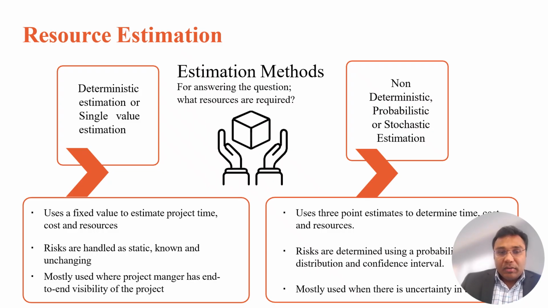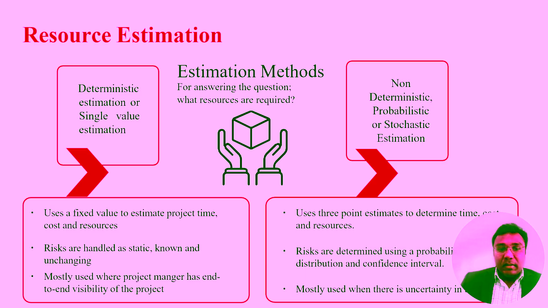The second approach is probabilistic. I think we have seen this in the previous class in the PERT assessment. It uses a 3-point estimate: optimistic, pessimistic, and most likely. This incorporates uncertainty into your planning. So if you don't know what resources and skills are required, you can use this optimistic, pessimistic, most likely 3-point estimate in your resource planning. Risks are determined using a probability distribution, as you have already seen, a normal distribution or a beta distribution, and the confidence level. That's how you use probabilistic. So these two are the key estimation methods.